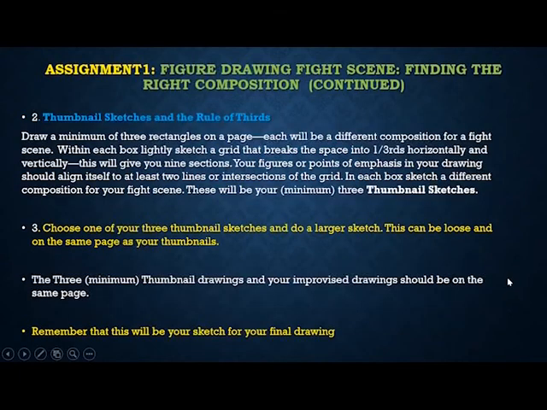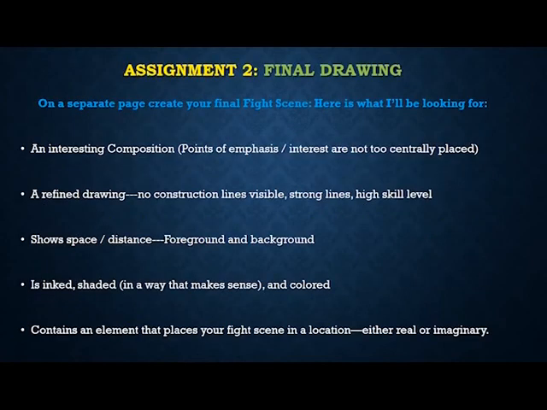Your first one will just be doing 3 thumbnail sketches of your fight scene and 1 improvised drawing. These can be all on the same page. So assignment 1 will be watching the videos, doing a minimum of 3 thumbnail sketches, using the rule of thirds, and doing 1 improvised drawing where you choose one of your thumbnail sketches. This could all be on the same page. So that's assignment 1. Assignment 2 is your final drawing.